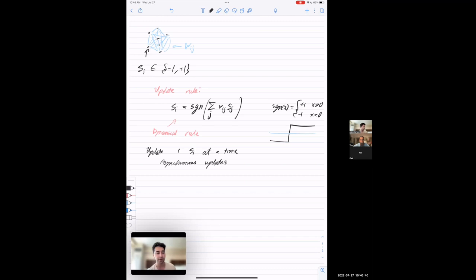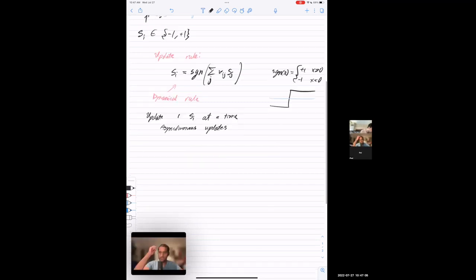Now you can update all of them together at the same time, but asynchronous updates are the simplest thing and work for us. And you can update them in a random order or in order. There are all sorts of variations of the Hopfield network, just like there are all sorts of variations on the simple harmonic oscillator. I mean, this thing is really the right starting point for this field, either this or the perceptron. Right. And the goal, so what's the goal of the Hopfield network?